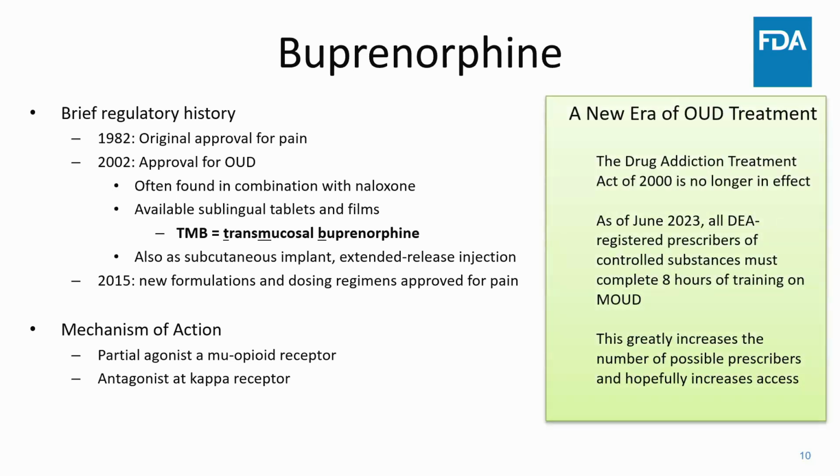One more thing before we leave this slide, we're in sort of what we call a new era of OUD treatment. So some of you might be familiar with the Drug Addiction Treatment Act of 2000, used to be known as DATA 2000. And that was a program where special training was required to prescribe buprenorphine. But as of June 2023, all DEA registered prescribers of controlled substances must now complete 8 hours of training on MOUD. And this will allow you then to automatically, upon DEA license renewal, be able to prescribe buprenorphine in an outpatient setting. And the thought behind this is that this will greatly increase the number of possible prescribers and in turn, hopefully increase access. So DATA 2000 is no more.